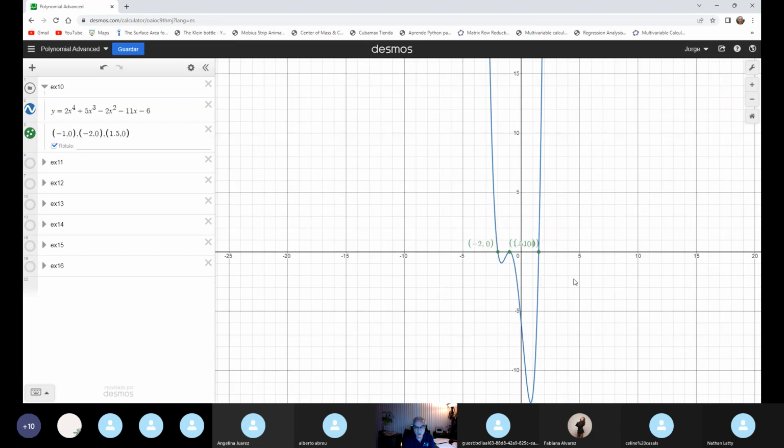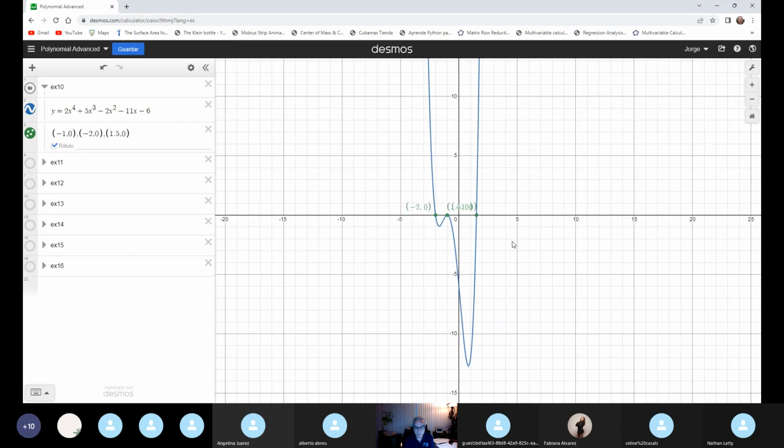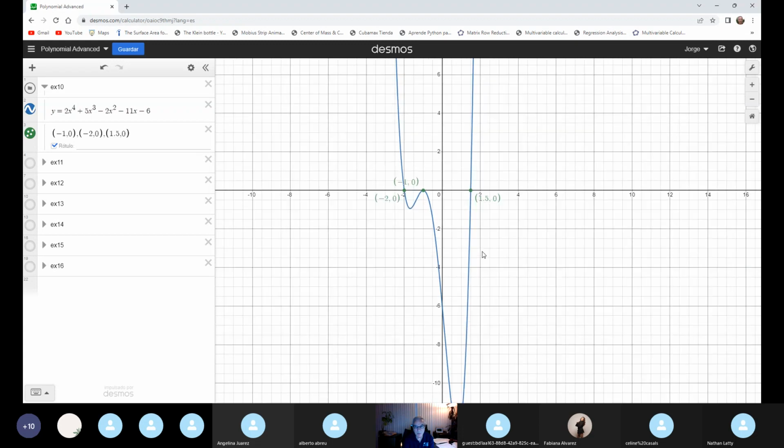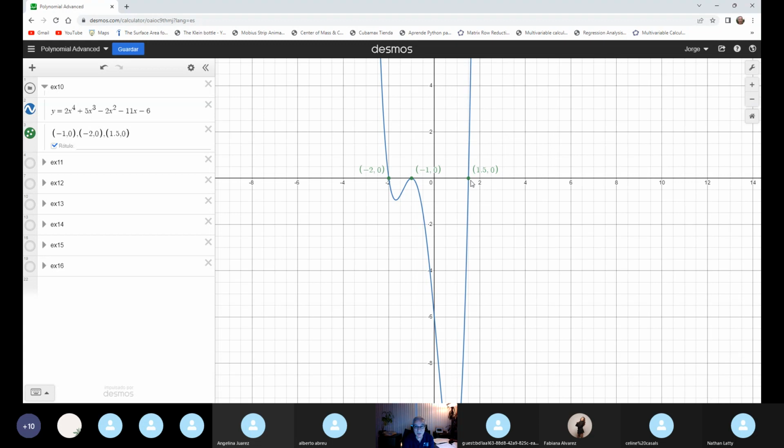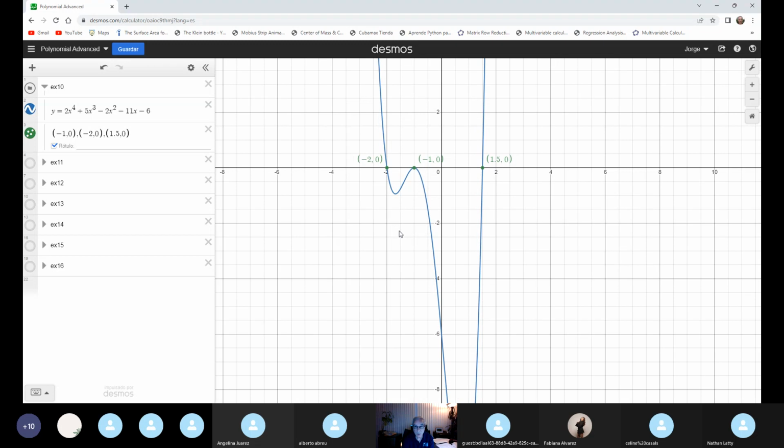Let me zoom to see the graph of the complete polynomial. I don't care about that part, it's not important. The important points for me are this point and this point. The zero is 1.5, which is 3/2, multiplicity 1, cross it. -1, multiplicity 2, touch it. And -2, multiplicity 1, cross it. Actually, we have 1, 2, 3, and 4 zeros.